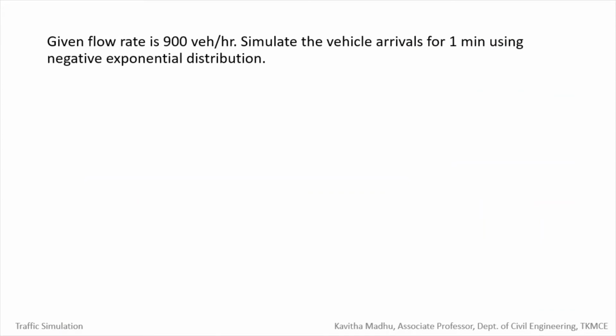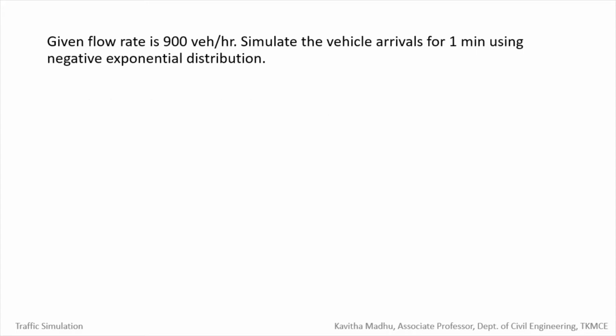Now let's do a numerical example. What is given in the question is a flow rate: 900 vehicles are arriving in an interval of 1 hour. You are asked to simulate the vehicle arrivals for 1 minute using negative exponential distribution. Here they are assuming it is a low flow rate condition, which is why they say the headway can be modeled using negative exponential distribution.